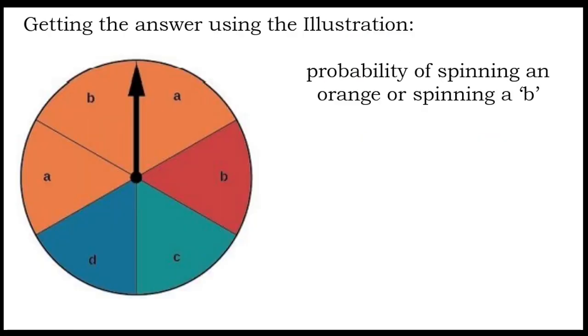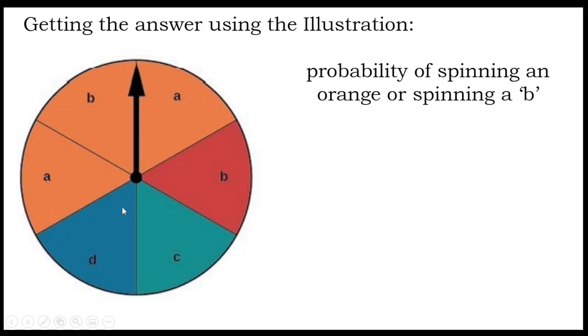Now, there's another way on how we can solve number 1 easily. Say, getting the answer using the illustration itself. So, what is the probability of spinning an orange or spinning a B, by just looking at the spinner? Remember that we're looking for the orange or a letter B.